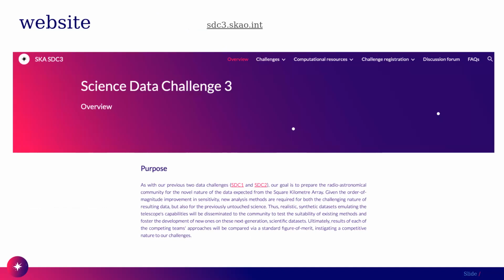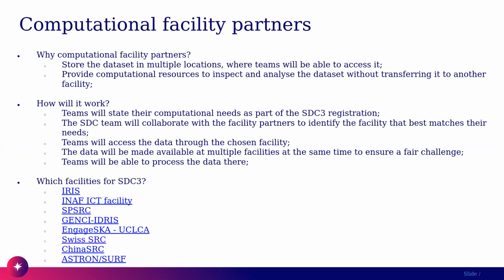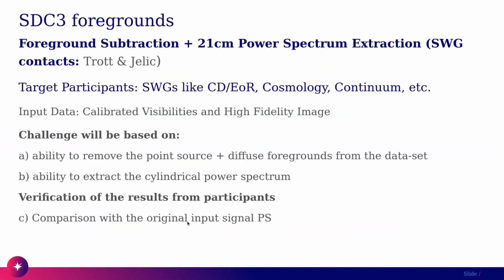All the information is there. What the challenges are, what computer resources they are providing us, and also how to register. So registration is already closed, but that is the registration process. This is the web page they are showing, and these are the computational facilities that are being provided for the different teams. So there are different computational facilities all over the world they are using. These are the supercomputers they will provide us.